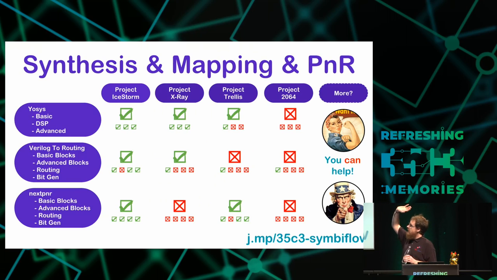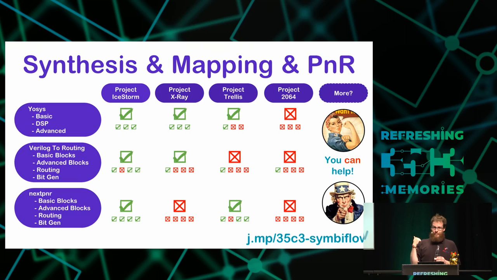As you can see, the ICE40 is pretty much well supported by everything. Project X-Ray is currently only really supported by Verilog to routing. I know the nextpnr guys are chomping at the bit to add Series 7 support to nextpnr, but have been holding off until we can prove that it works in Verilog to routing. If you're using ECP5, then nextpnr is your best bet because VPR doesn't support ECP5 pretty much at all. And 2064 doesn't work at all yet.